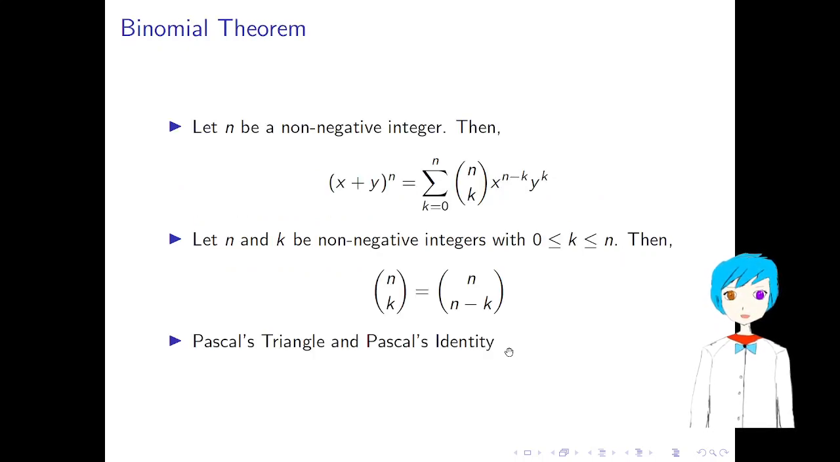We learn the binomial theorem to investigate how many different equivalence classes we can get from a set. So the binomial theorem is: let n be a non-negative integer, then (x plus y) to the power n is the summation of n choose k times x to the power n minus k times y to the power k. We also have the property that n choose k equals n choose n minus k, because choosing k means we are leaving out n minus k elements.